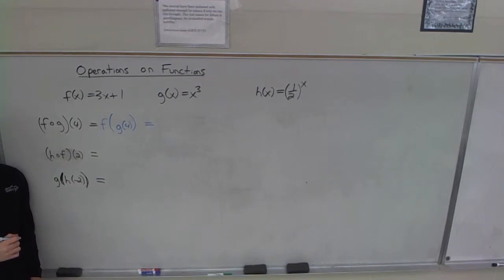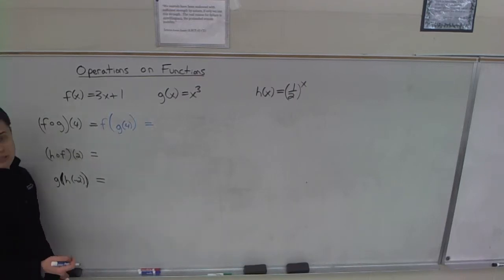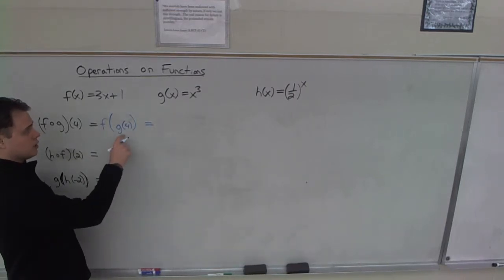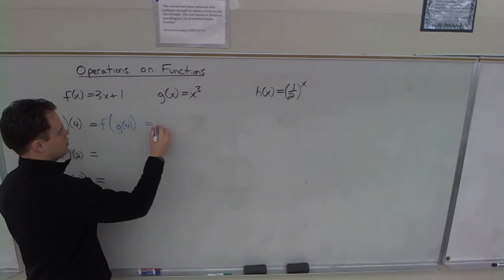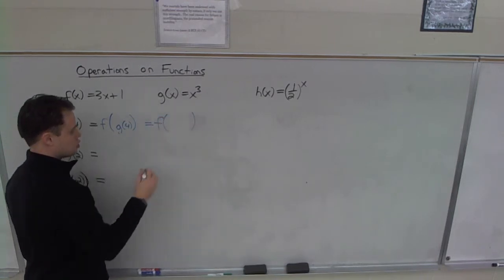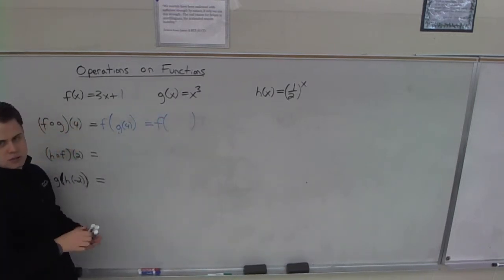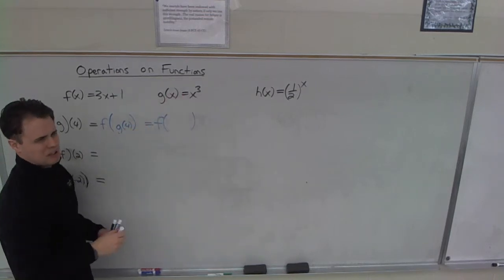So f of g of 4, that says what to do first. Order of operations says to do inside parentheses first, right? Do the insides first in general. So this says put 4 into g. So put 4 into g. You can show as much work as you want. It's up to you. 4 into g. I think we can just do that, right?